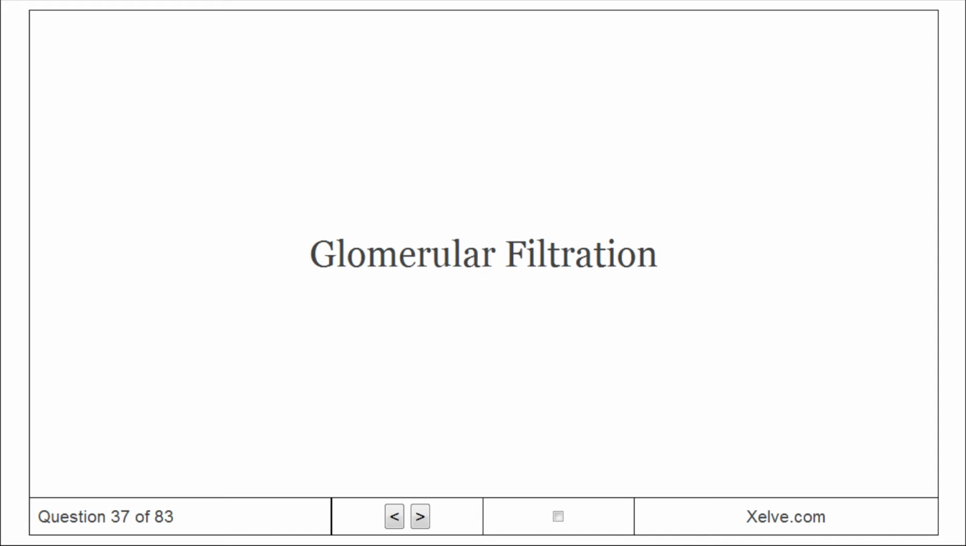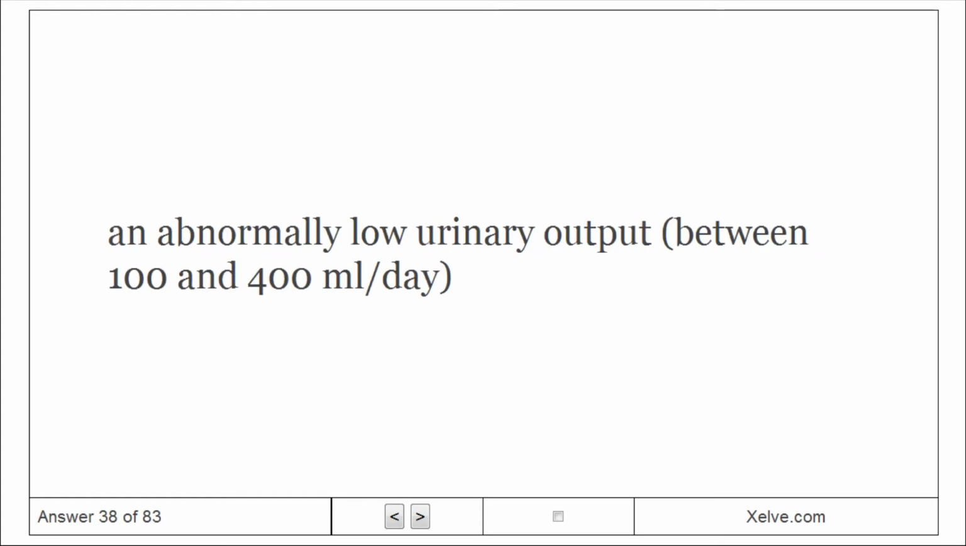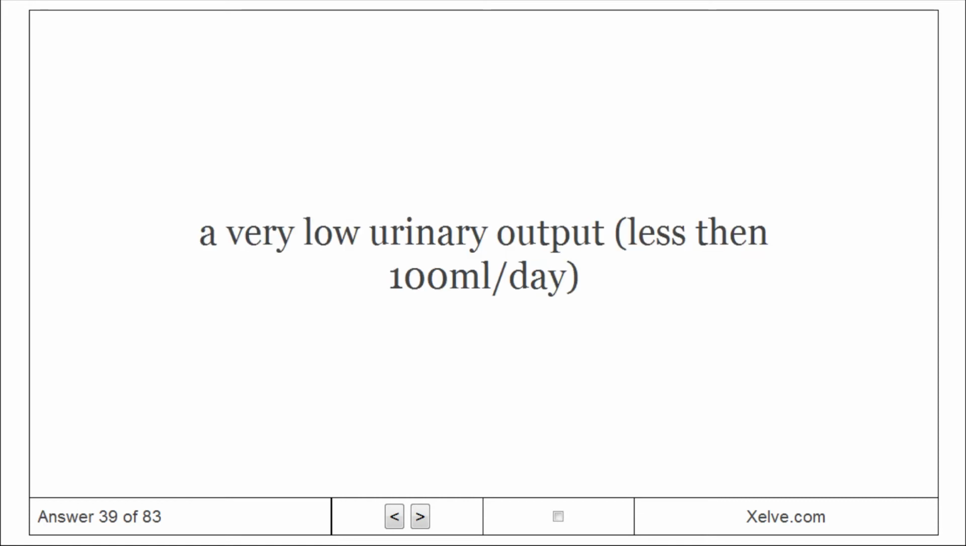Glomerular filtration. A non-selective, passive process in which fluid passes from the blood into the glomerular capsule, part of the renal tubule. Once in the capsule, the fluid is called filtrate, and it is essentially blood plasma without blood proteins. Oliguria. An abnormally low urinary output. Anuria. A very low urinary output.